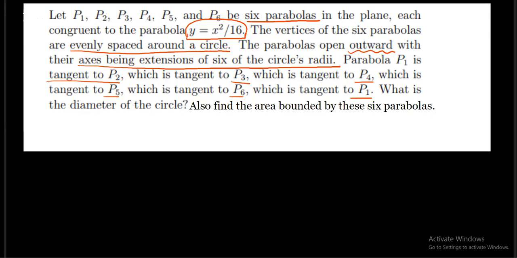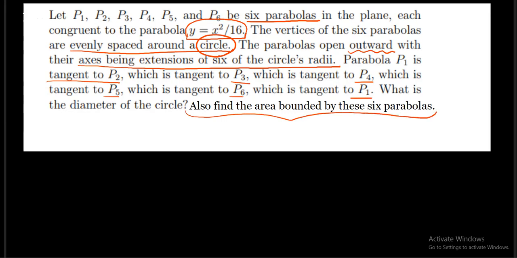That is, P1 is tangent to P2 as well as P6. Similarly, P2 is tangent to P1 and P3 and so on, right? The question says, what is the diameter of the circle? Which circle are they talking about? They are talking about this circle on which you have the vertices of these 6 parabolas. Also find the area bounded by these 6 parabolas.